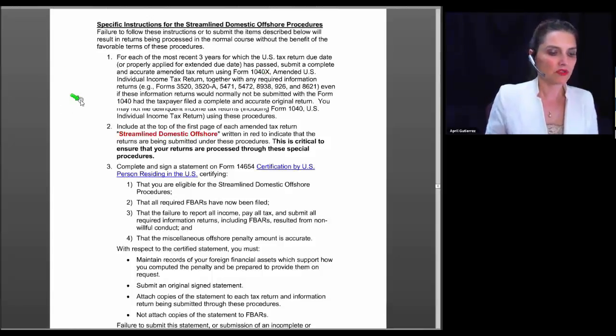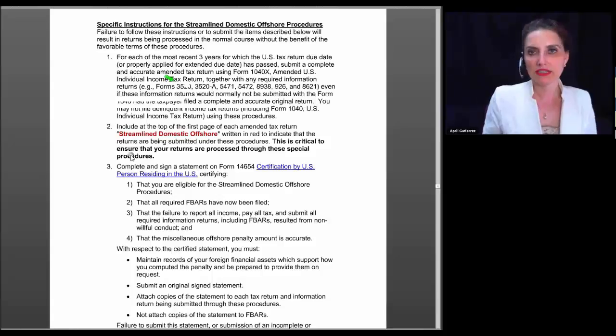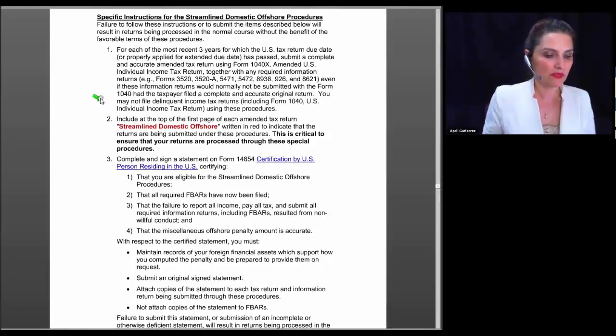Even if these information returns would normally not be submitted with the Form 1040. For example, 3520, that's not normally submitted with the 1040, but if you are submitting your application, they want that with it if you are required to complete it. You may not file delinquent income tax returns using these procedures. You need to be filing amended returns.